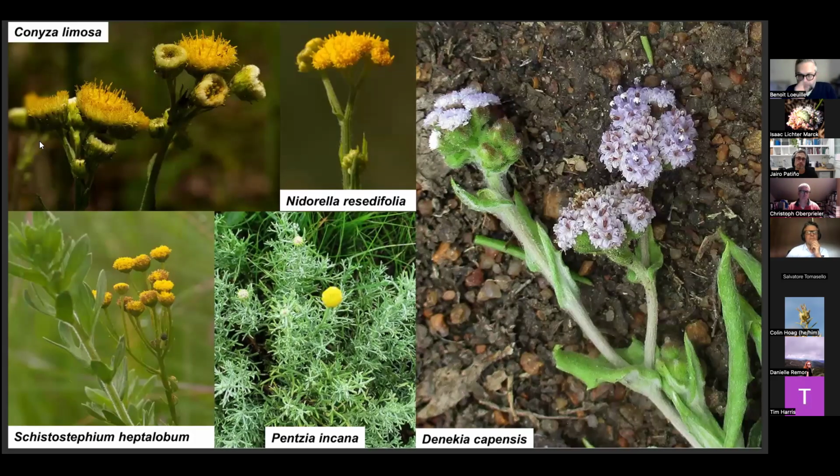Here are some examples. So for the Astereae, we have Conyza limosa, which is quite widespread in Africa. Also quite widespread in Southern Africa, Nidorella resedifolia. The quite weird Denekia capensis, the monotypic genus. And two examples of the Anthemideae, Schistostephium heptalobum, endemic of Zambia, and Pentzia incana.